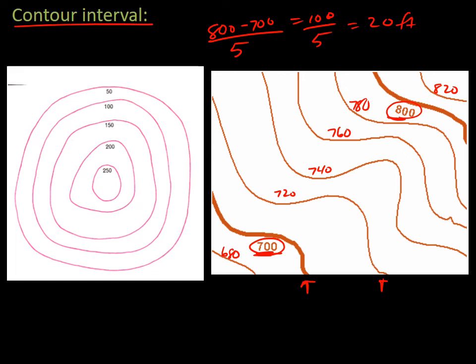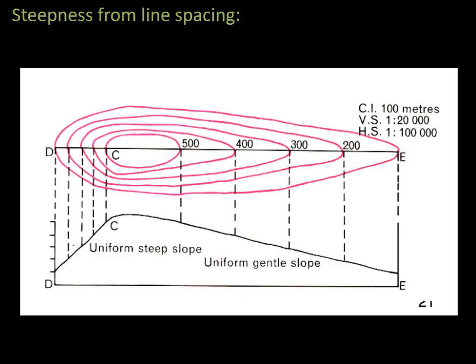So this is another reason we don't label all of the lines on a topo map, because you don't need to. You can just figure it out based on whatever the contour interval is, and you can count from an index contour to the line that you're interested in.